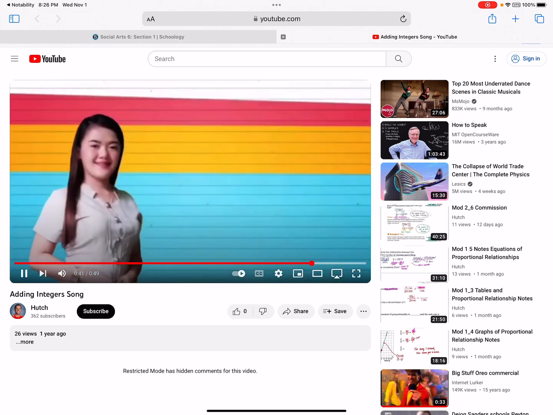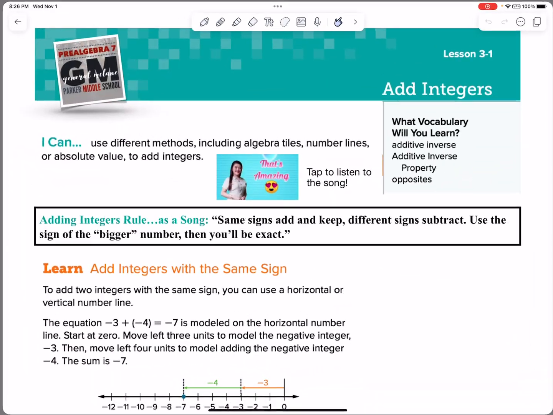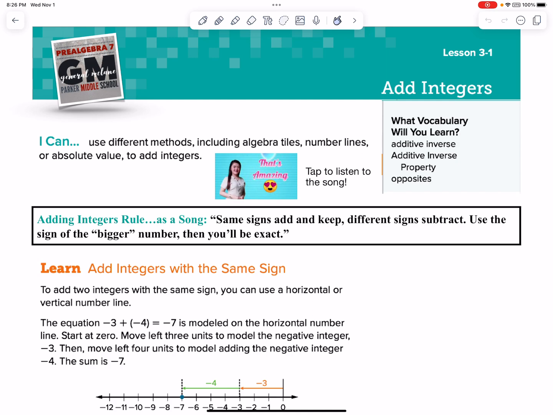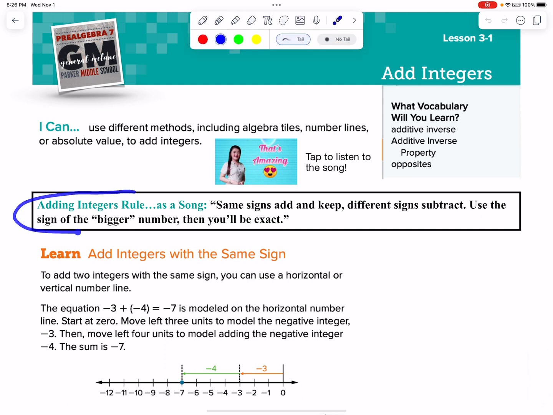See, beautiful, huh? I loved it. Anyway, that's what we're going to be referencing a lot. So we sing the song when adding integers. And here is the song written out here. You have same signs add and keep, different signs subtract. So it's just a trick or a rule that we can follow. Use the sign of the bigger number, then you'll be exact.